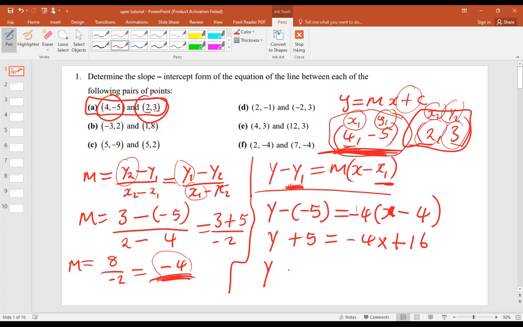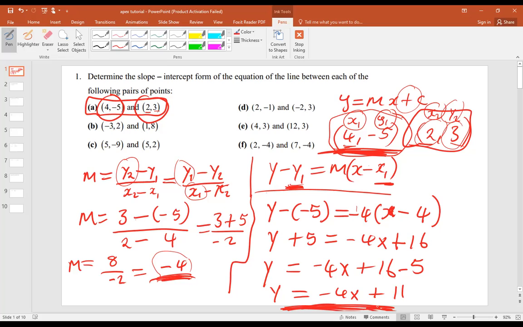So this will be y is equal to, so I'll just take this 5 to the other side of the equal sign. And this will now be equal to -4x, then plus 16. Then this will be -5 this side. So the value of y will therefore be equal to -4x, then 16 minus 5, the answer is just 11. So this will be +11. So this is the equation of the straight line. In case you've been asked to find the equation, this is what you're supposed to find.